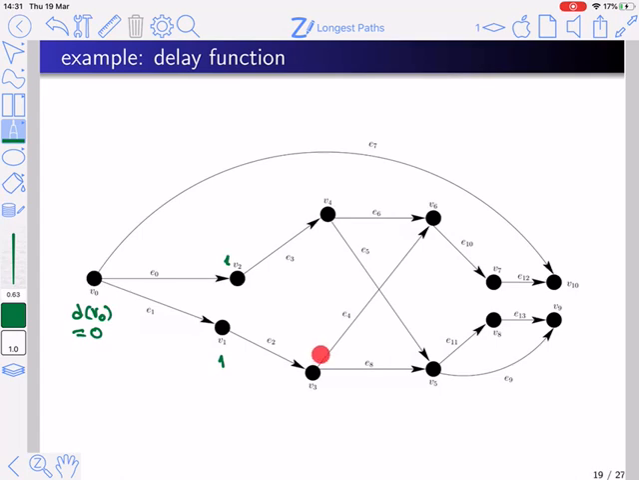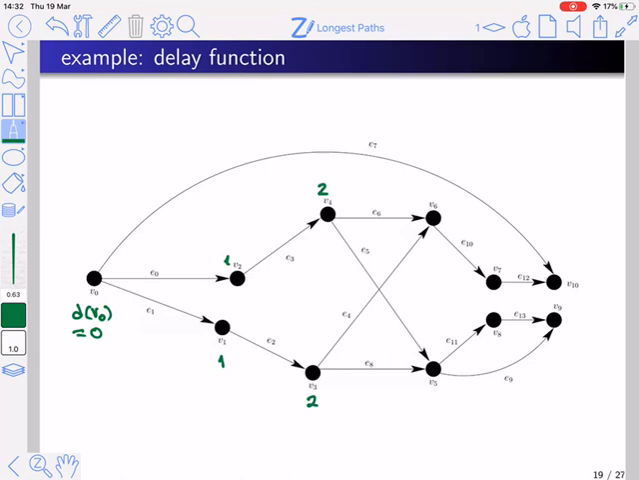What about V3? The in-degree of V3 is 1. Every path that enters V3 does that through V1. Every path that enters through V1 has length at most 1, and there is a path of length 1 that enters V1. Therefore, our longest path that reaches V3 has length 2. The same argument holds for V4, because there's a single edge which enters V4. It enters V4 through V2, and we already computed the delay of 1 for V2, so we know that the delay of V4 is 1 plus 1, namely 2.